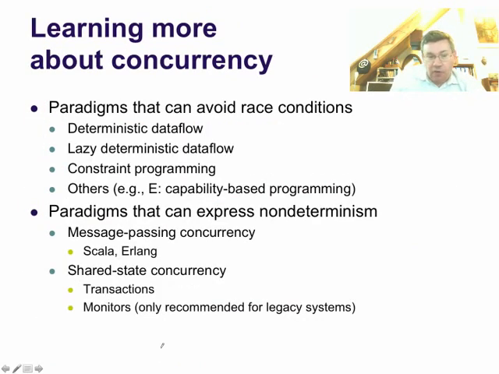Okay? So, where do we go from here? Well, there are many more things to learn about concurrency. For example, there are other paradigms that avoid race conditions. In addition to the deterministic data flow we saw, there is also the lazy version of deterministic data flow. This is a version that uses what's known as by need synchronization. It only calculates the results that are needed to make the output, and this is determined during execution.